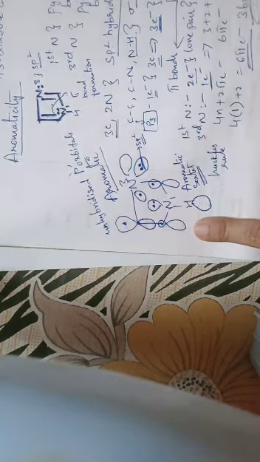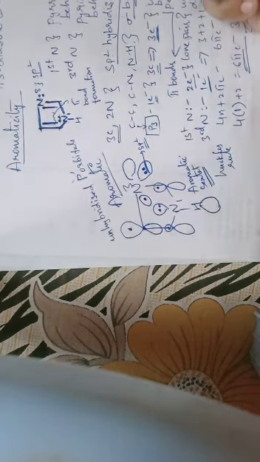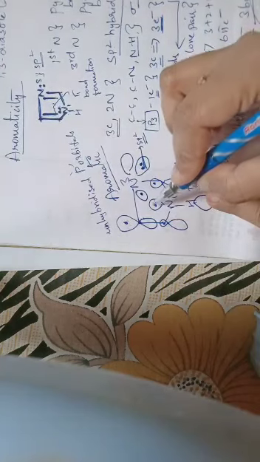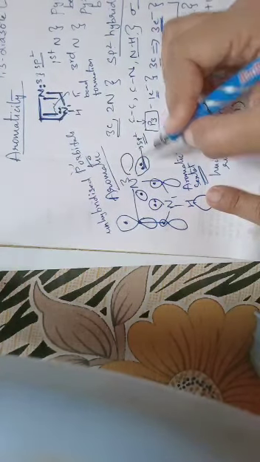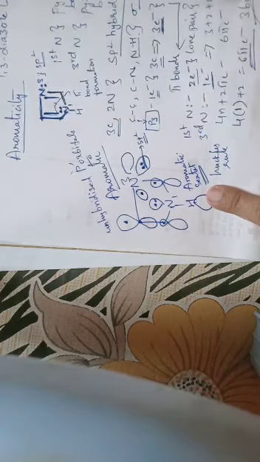sextet. That is, aromatic sextet means it should contain 6 pi electrons which are unhybridized. 1, 2, 3, 4, 5 and 6. This is involved in sp2 hybridization. That's why it is kept outside the ring on the third nitrogen.